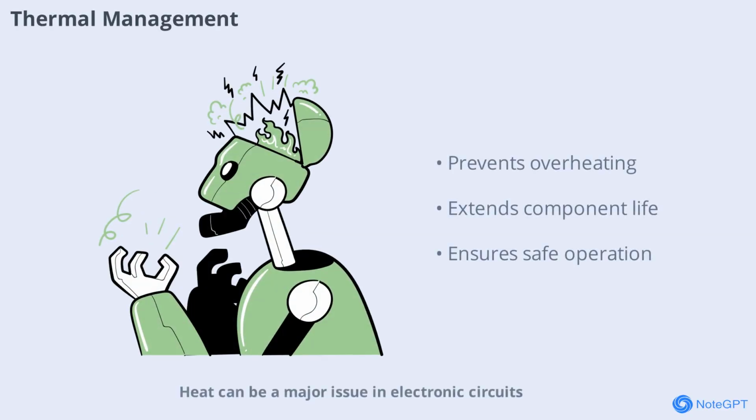Heat can be a major issue in electronic circuits. Components like transistors and power supplies generate heat during operation. Effective thermal management, such as using heat sinks or fans, prevents overheating and extends component life. Designers must consider heat dissipation in their layouts to ensure safe and reliable operation.